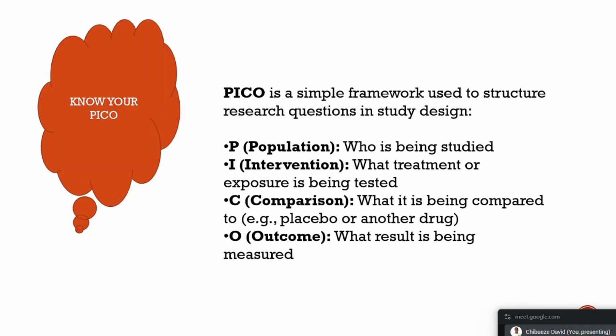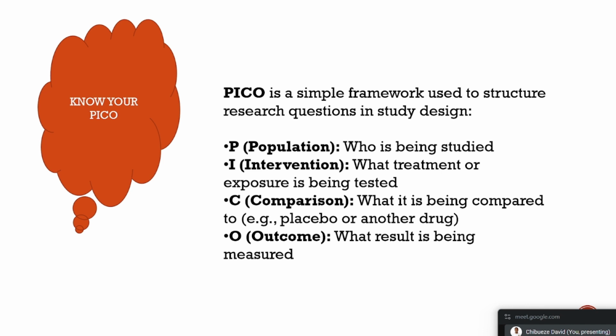So now there's a particular framework we call the PICO framework. The PICO framework is a simple framework that is used to structure research questions in the study design. For week 1 training and week 2 training, we spoke about the basics of research and literature review. And for every research or every project that you want to carry out, there must be a research question. It is from your research question that you get your research topic.